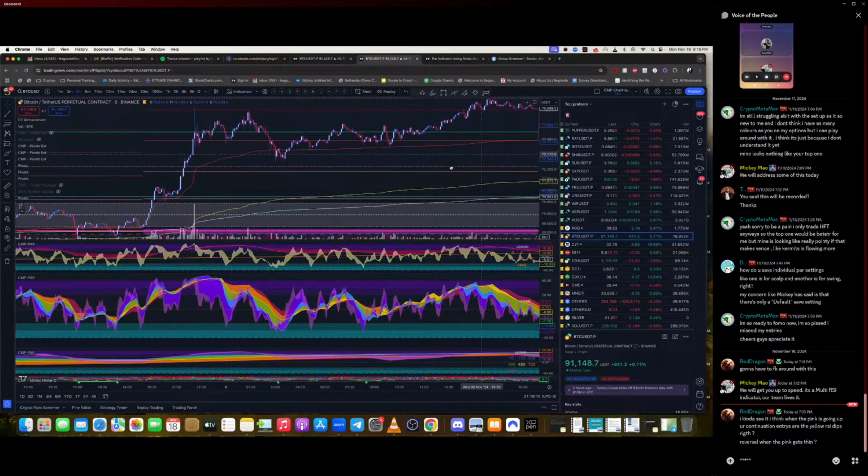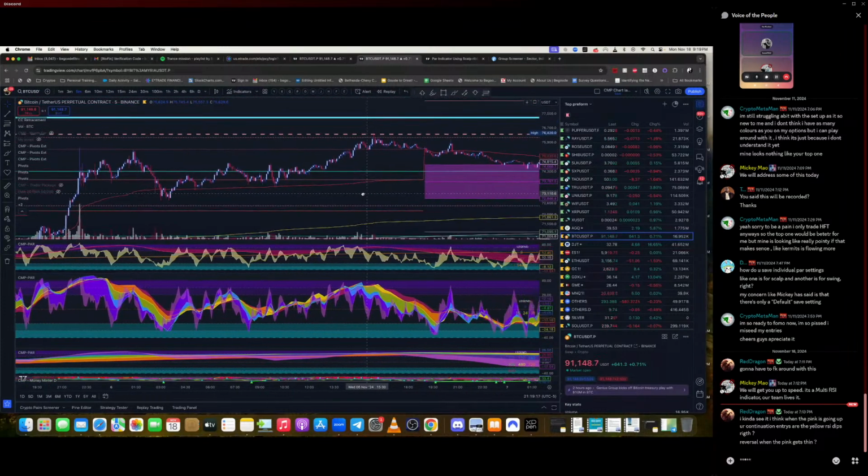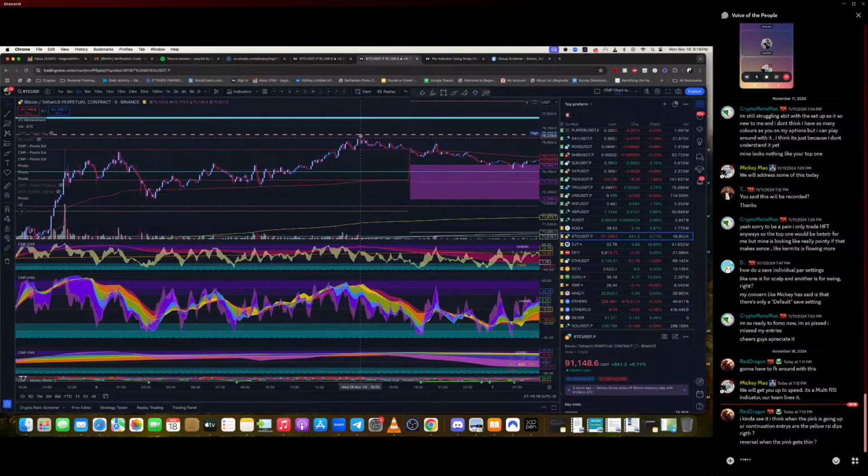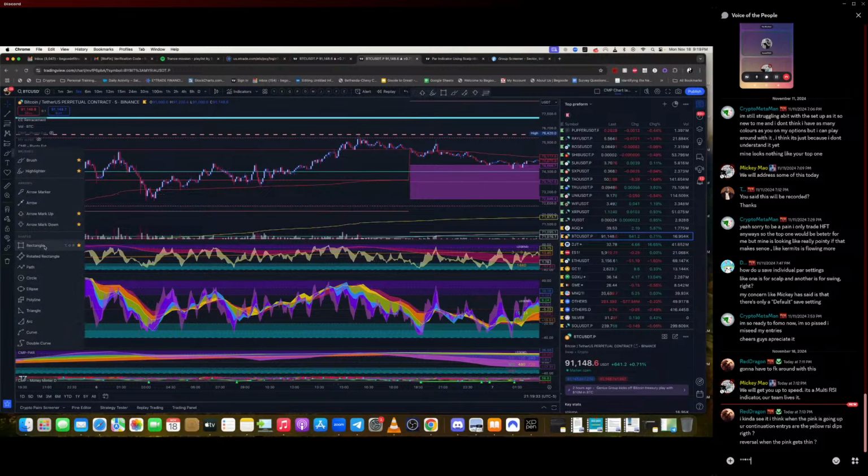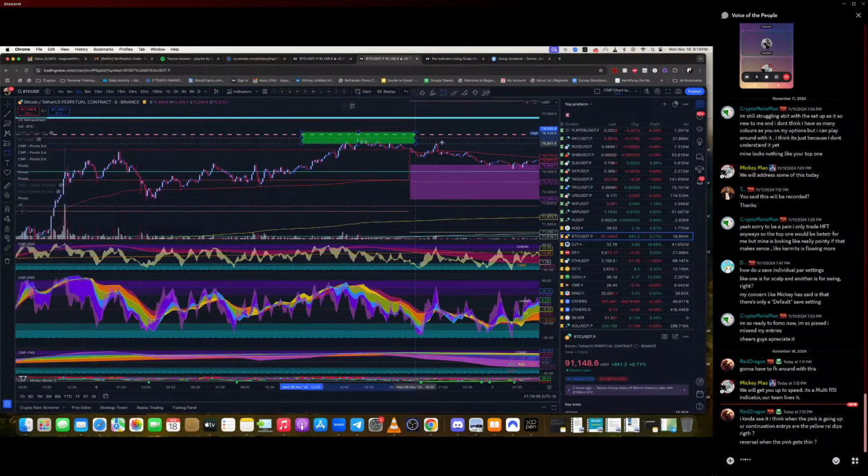All right. So here we have a monthly pivot. Okay. Those are usually pretty strong in and of themselves, but we also have a weekly pivot right here. So that would be a definite point of interest.